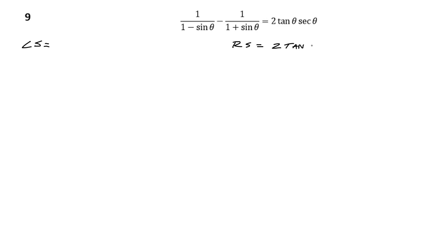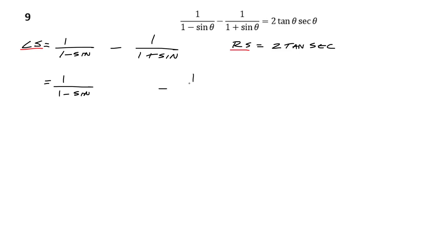Look, we've got two fractions up there at the start, right? So we've got 1 over 1 minus sine minus 1 over 1 plus sine. All right, so we're going to need to get common denominators here. You can do it a lot faster than I am, but I'm going to break it down a little bit more slowly here. I'm just going to work on the left side.